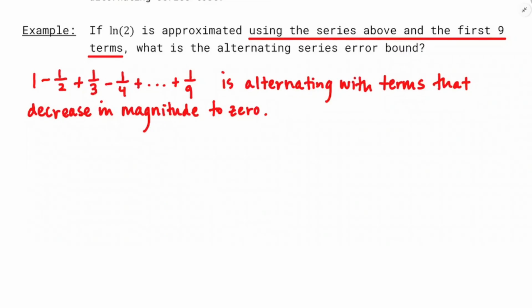And that says that the error is no more than the absolute value of the next term, the first term that we didn't use in our finite sum. Well, the next term would be negative 1/10, because I see the ones with an even denominator are the ones that are negative. So I'll just put a negative 1/10 in there and say, okay, the absolute value of negative 1/10, that's 1/10, and that's the alternating series error bound.